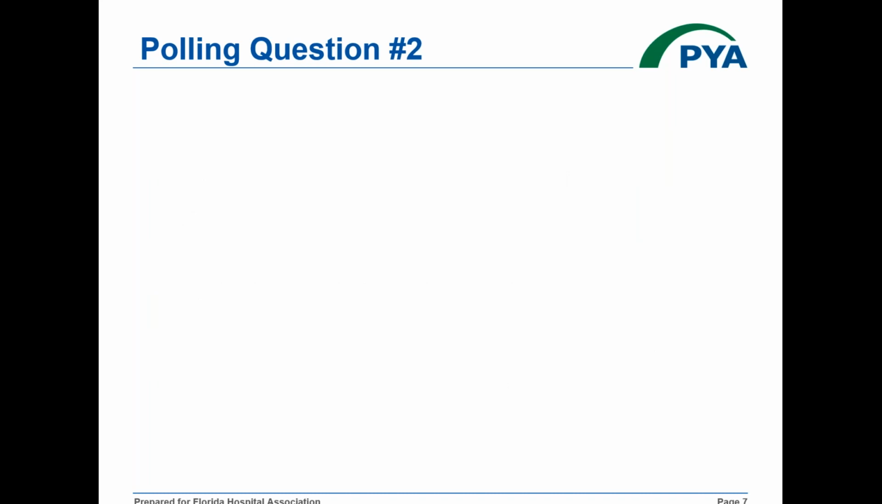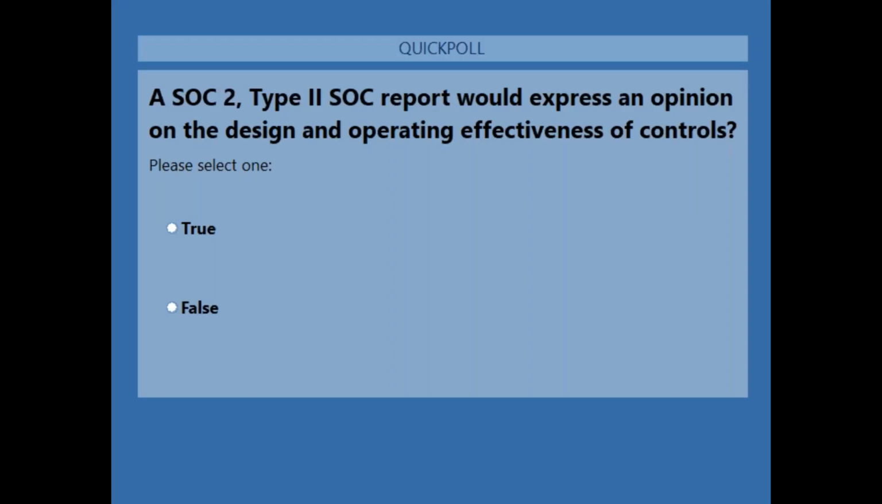The second polling question is, a SOC 2 Type 2 SOC report would express an opinion on the design and operating effectiveness of controls. True or false? Remember, you must fill out the polling question in order to receive CPE credit. You will have 30 seconds to answer.